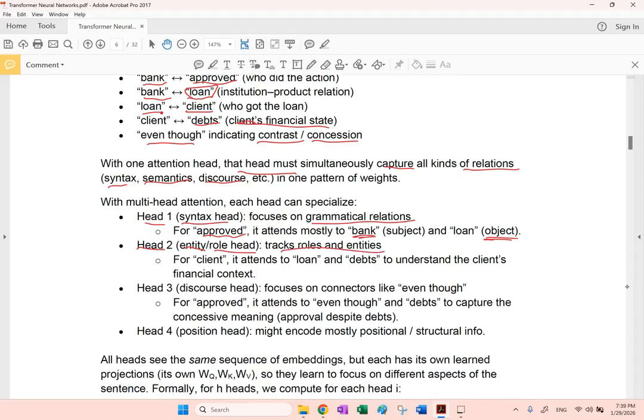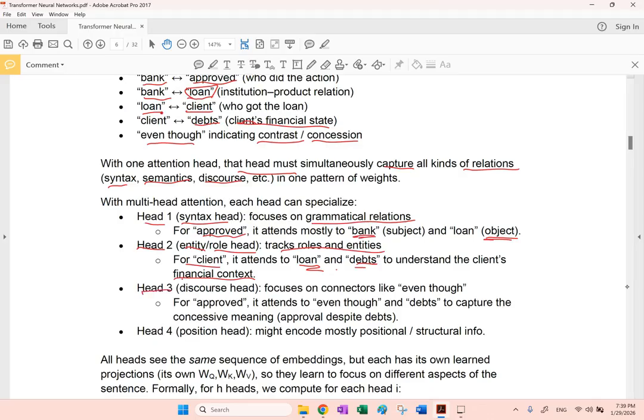Like for "client", it knows that "client" has big attention to the loan and debt. Okay, so the client had a debt, he had to get a loan for that or for something else. And this basically shows you the context of the financial situation.